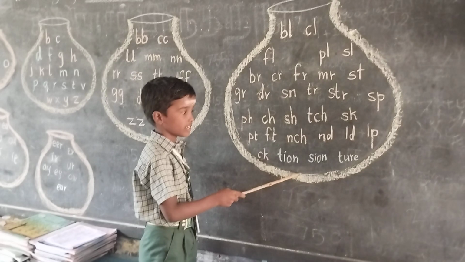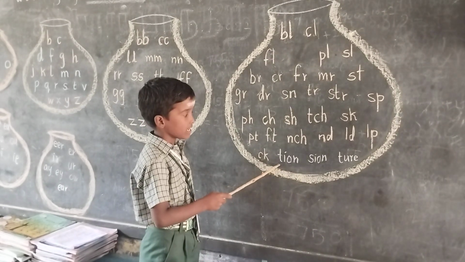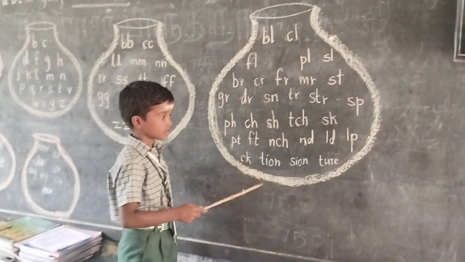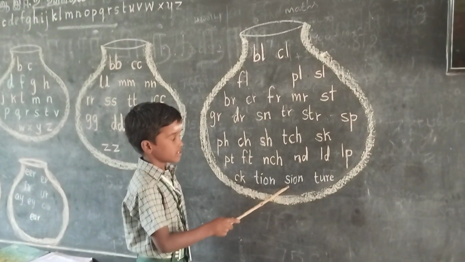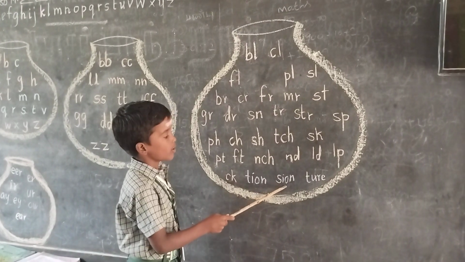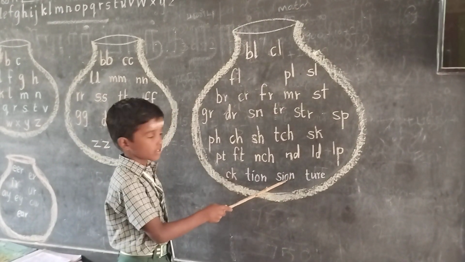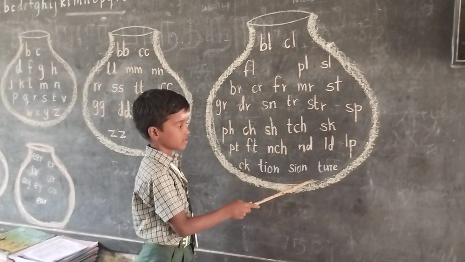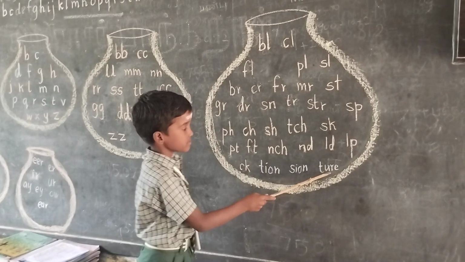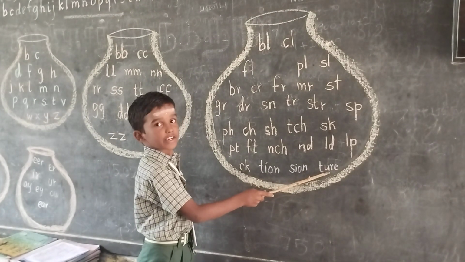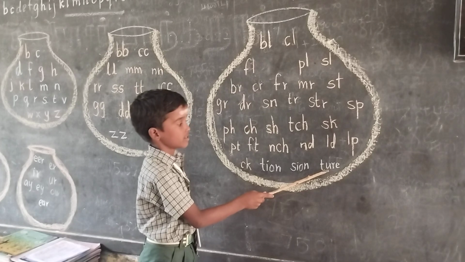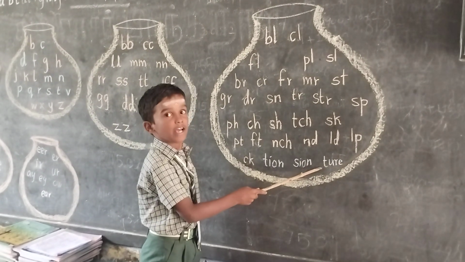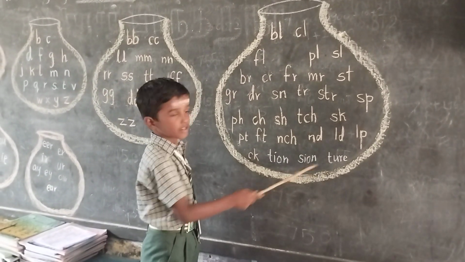As a sound "shun". For example, action, station. Good. The combination of letters SION as a sound "shun": poison, pollution. Good. Next, the combination of letters TURE as a sound "cher". For example, capture, nature. Good. Very good.